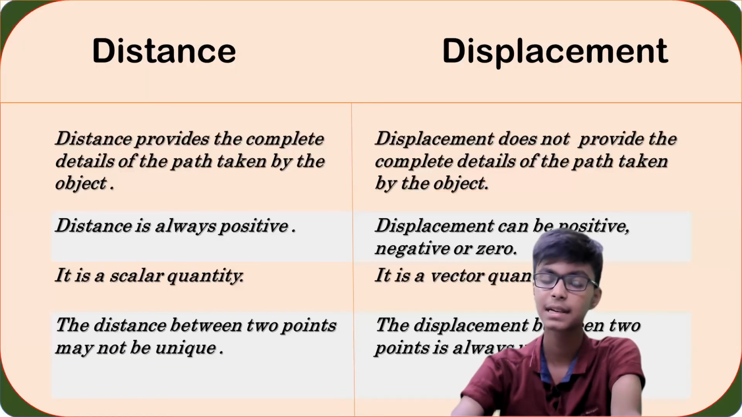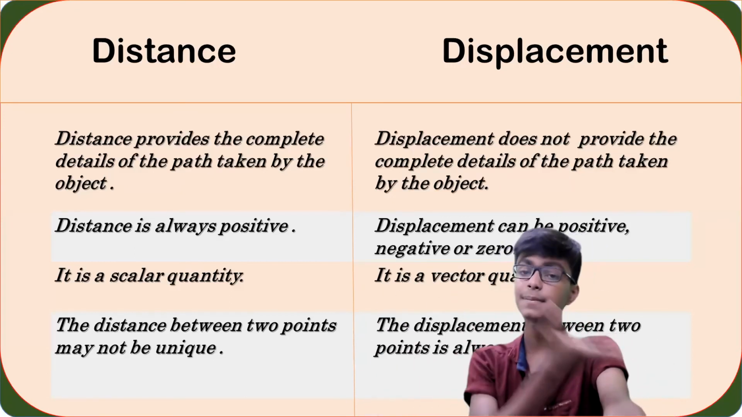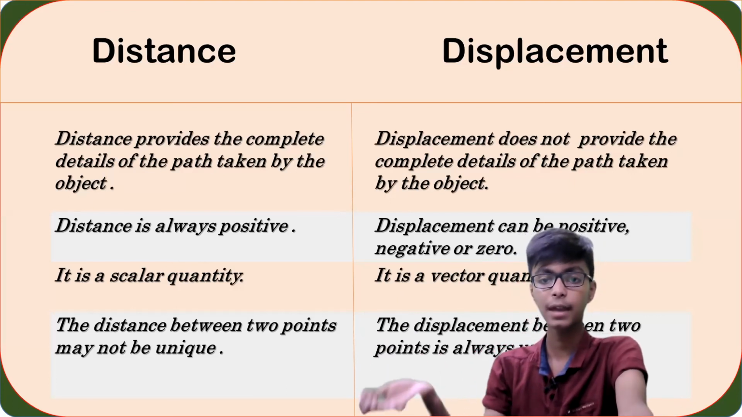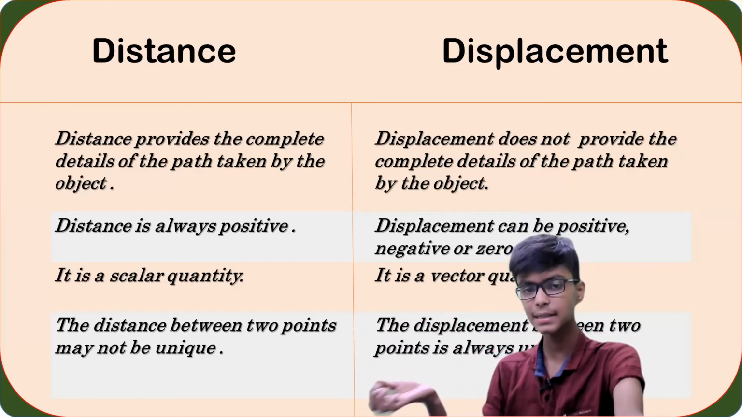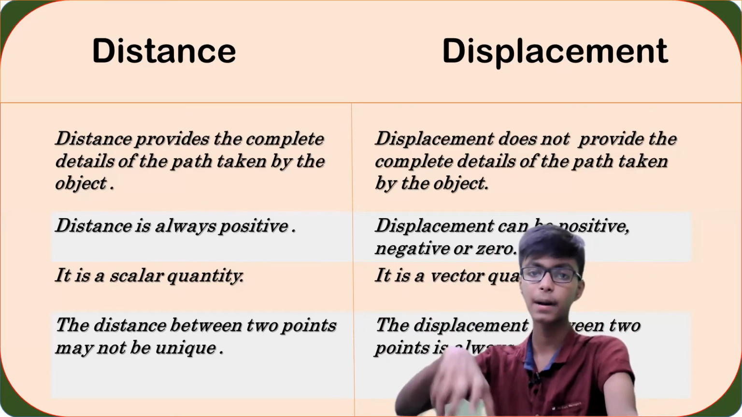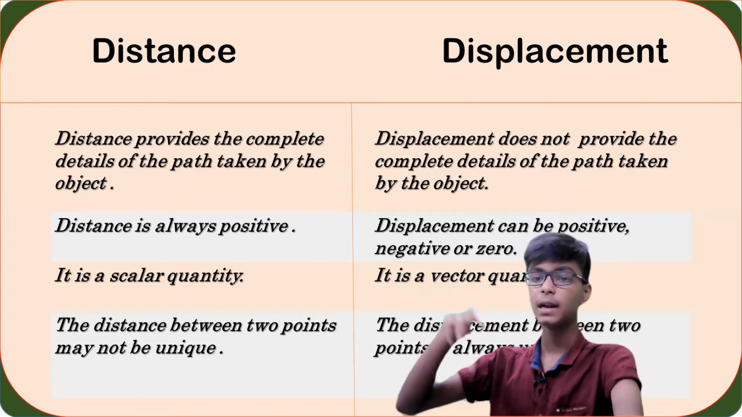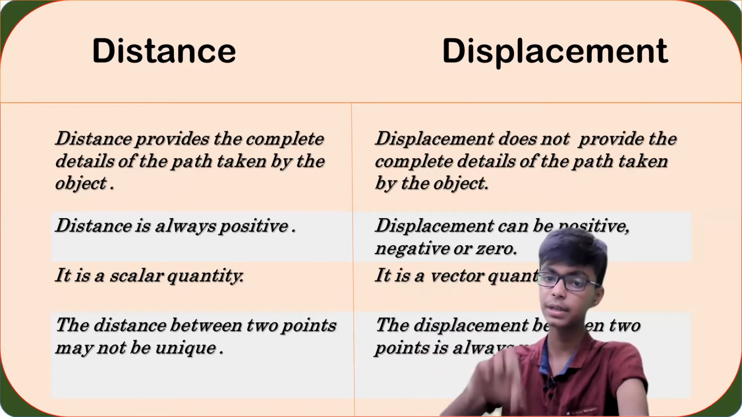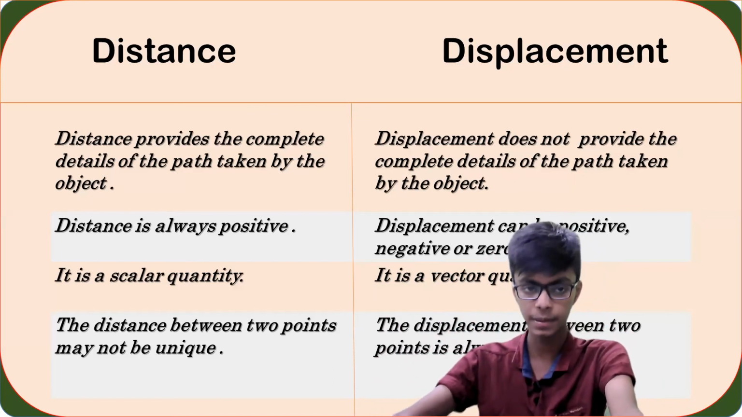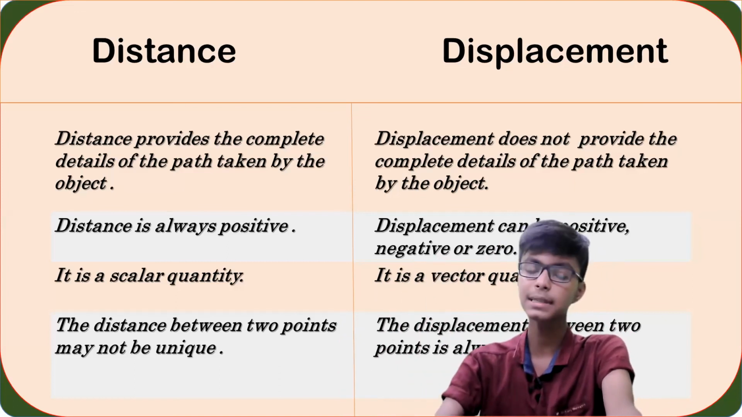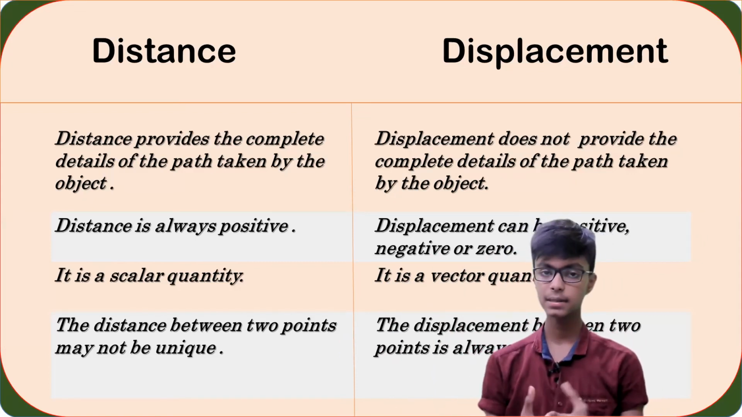And next, the difference between distance and displacement. Distance is a scalar quantity, displacement is a vector quantity. Displacement can be zero, negative, or positive, but distance is always positive. Distance provides the complete details of the path, but displacement does not. Displacement between 2 points will always be unique, but in case of distance, it may not be unique. Sometimes it can be unique, but in most cases it is not. So these are the things we have read in this chapter.